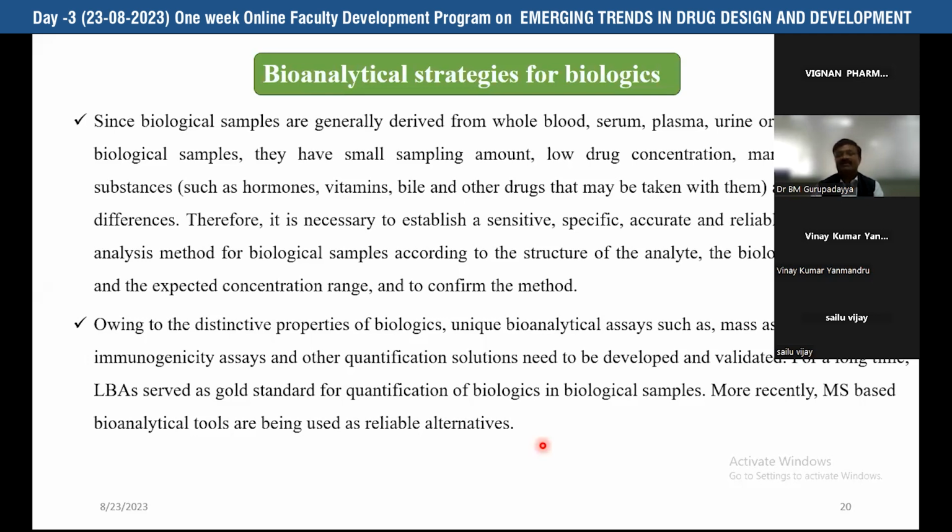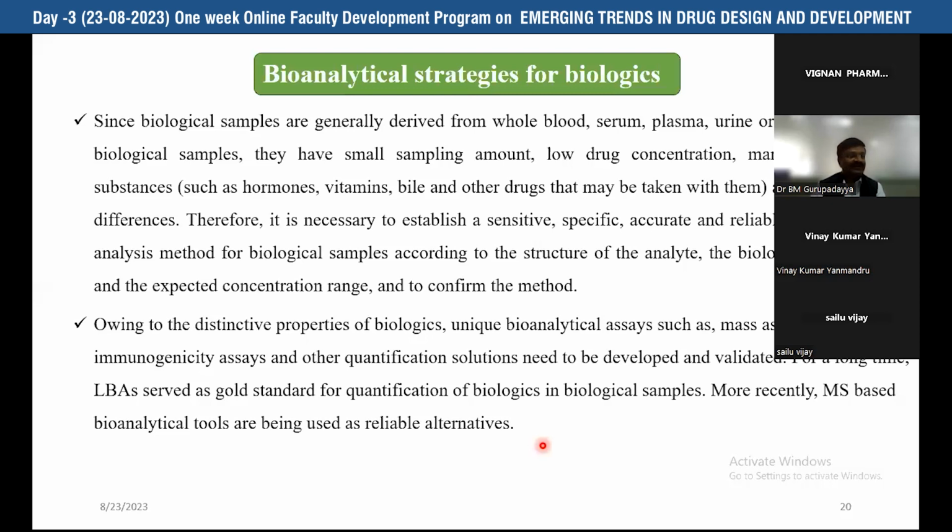So the low drug concentration you may get, or many interfering elements you are going to get, and so there are differences; there is an expected amount you may not get. Therefore it is very much essential to establish a very sensitive, specific, and accurate method to be carried out for the quantification of the drug here.